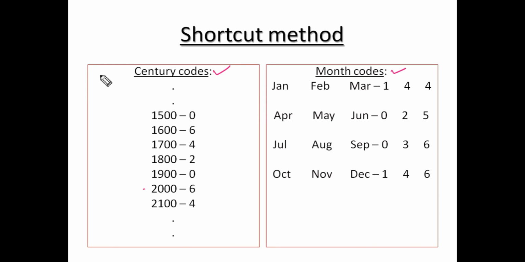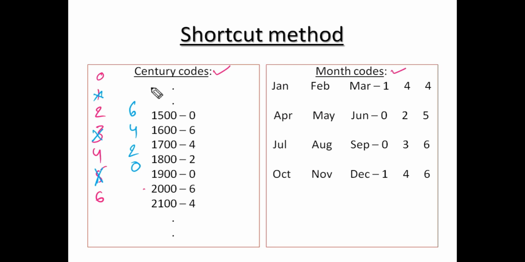What are odd days? 0, 1, 2, 3, 4, 5, and 6. Remove all odd numbers. 5 is an odd number, 3 is an odd number, and 1 is an odd number. After removing odd numbers, the remaining numbers are 0, 2, 4, 6. Read them in reverse order: 6, 4, 2, 0. That's all. These are the codes for centuries.